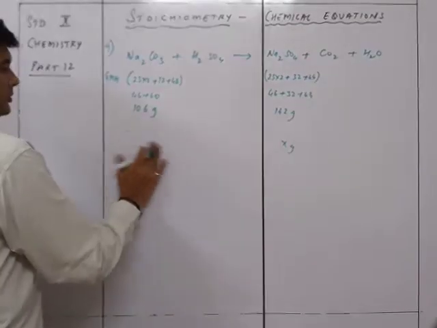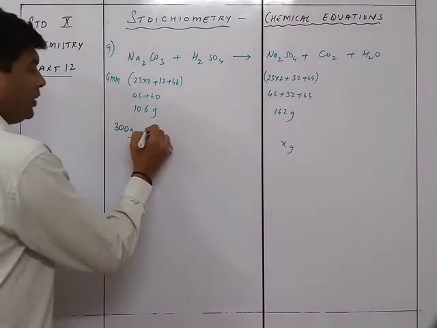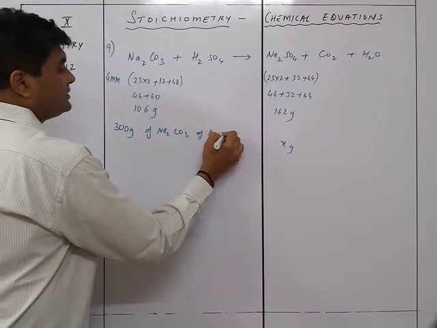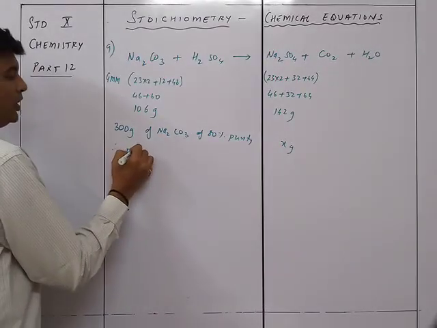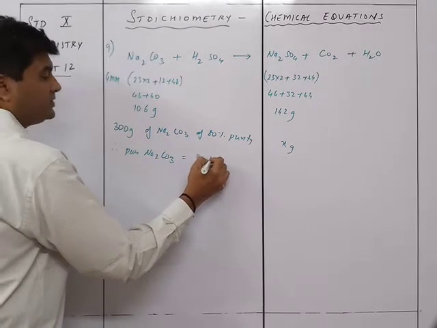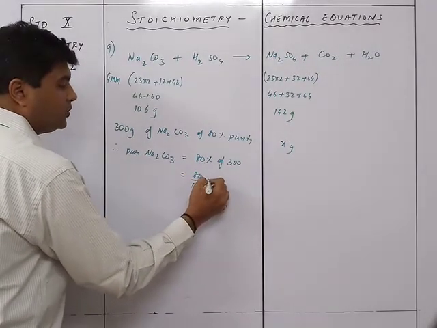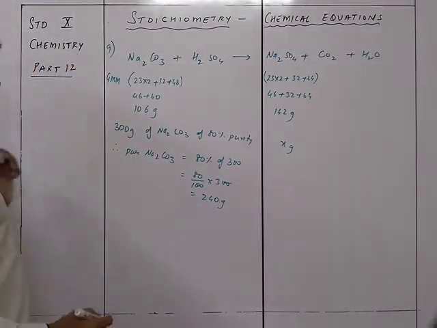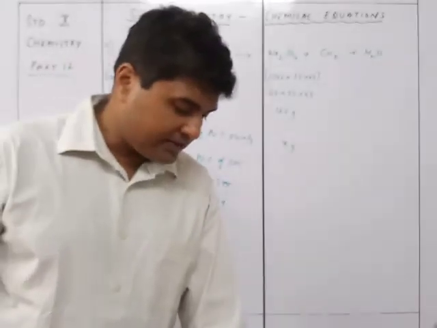Now 300 grams of Na2CO3 of 80% purity. Therefore, pure Na2CO3 is equal to 80% of 300, which is 80 upon 100 into 300, that is 240 grams. So what we have taken is 240 grams of sodium carbonate.